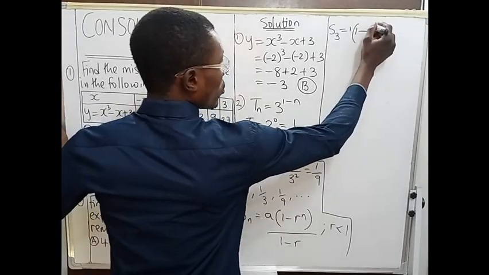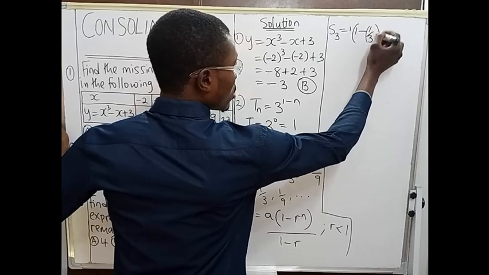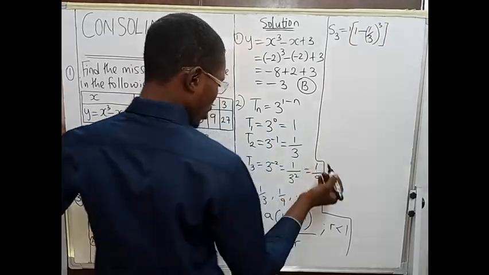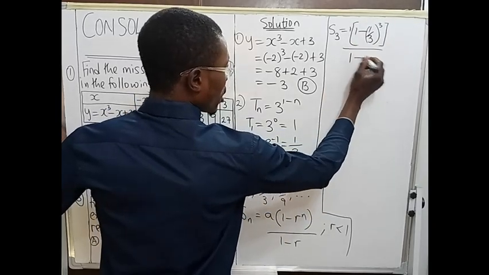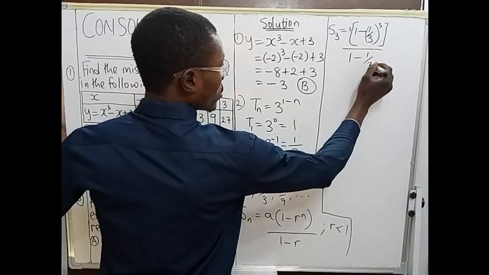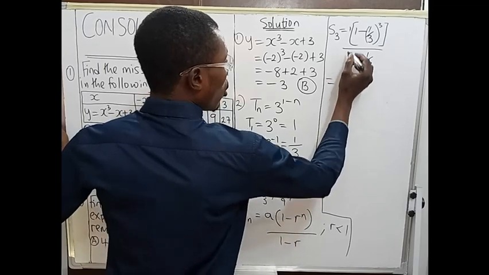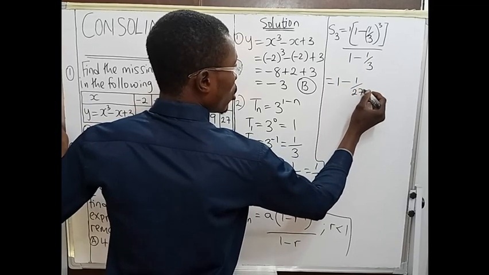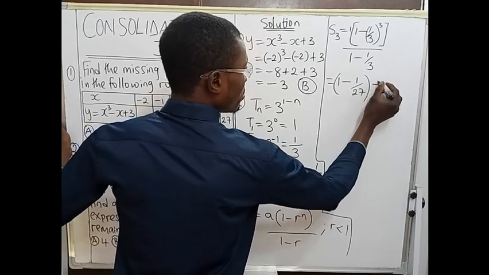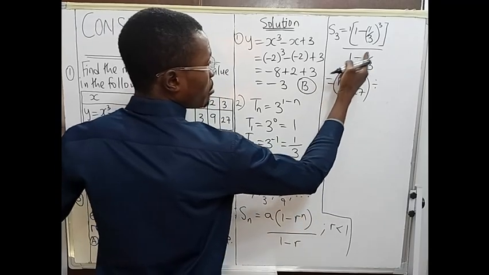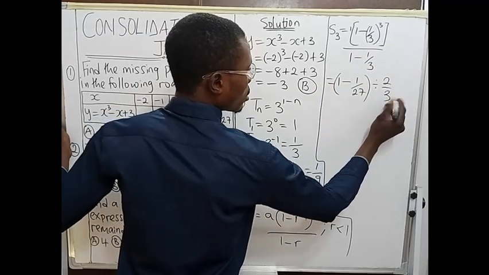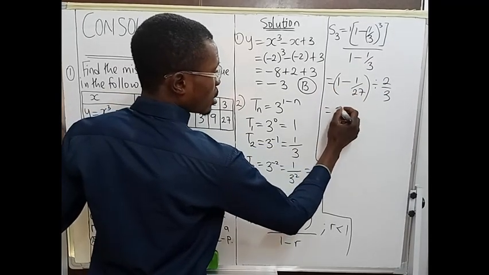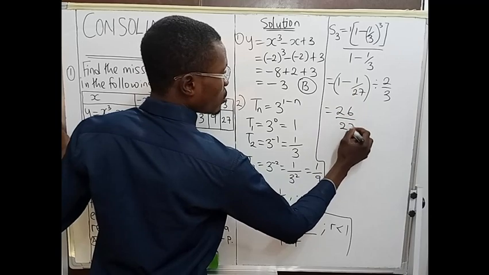R is 1 over 3. You have 1 over 3 to the power of 3. Let me use this square bracket here, all over 1 minus r, that's 1 over 3. This is given by 1 minus 1 over 27, divided by 3 minus 1, which is 2 over 3. And it's given by 27 minus 1, 26 over 27, divided by 2 over 3.